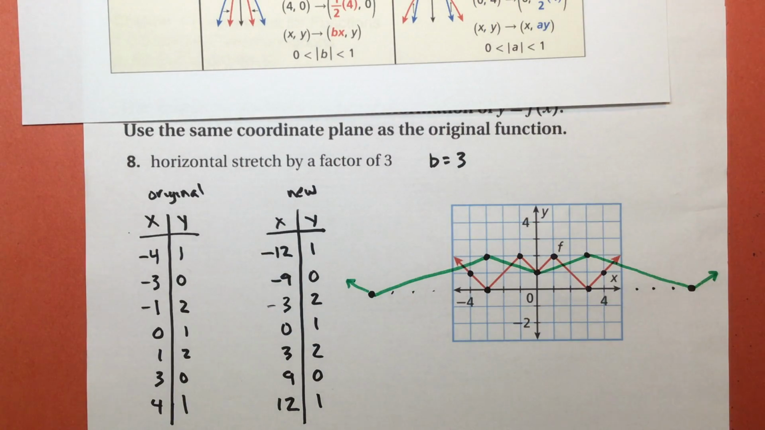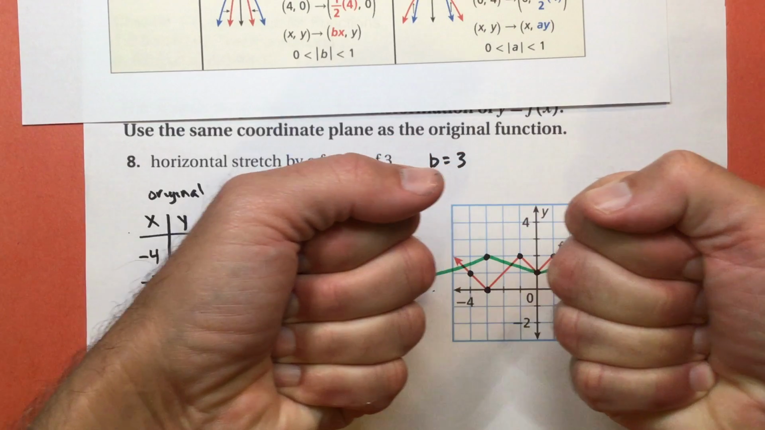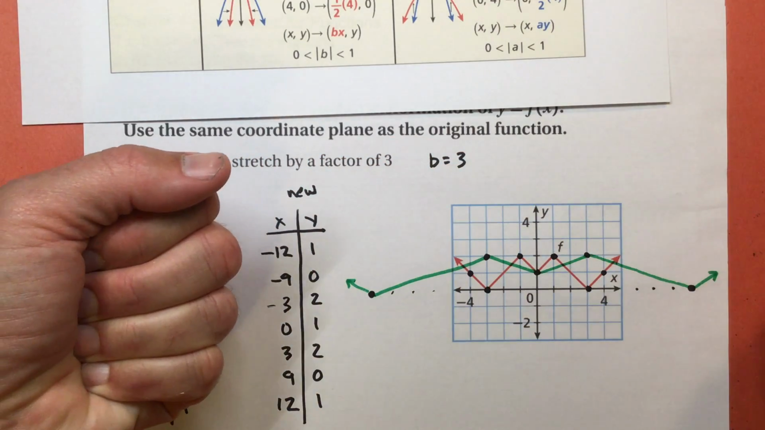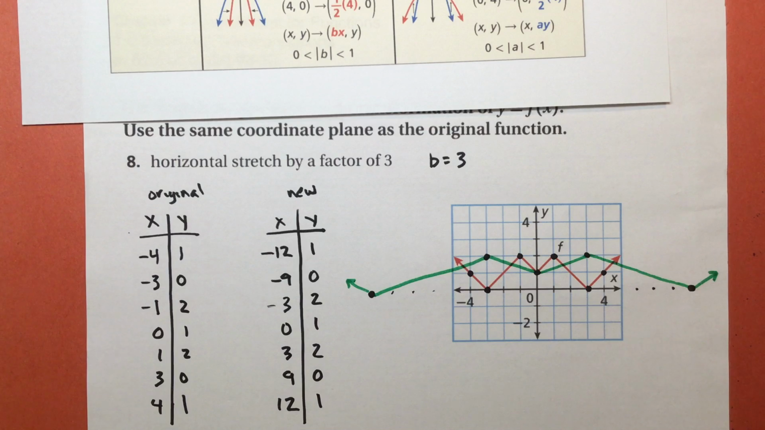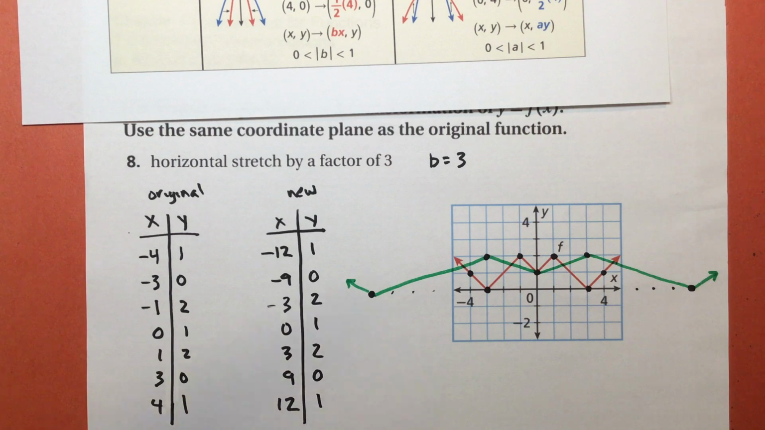So look at the red graph. Just focus on the red. Now look at the green. What happened to the red graph was that I grabbed every point and I pulled them apart away from the y-axis. So now it looks, honestly, like it's not flatter because the y values didn't change, but because I stretched it out horizontally, it looks wider, if that makes sense.